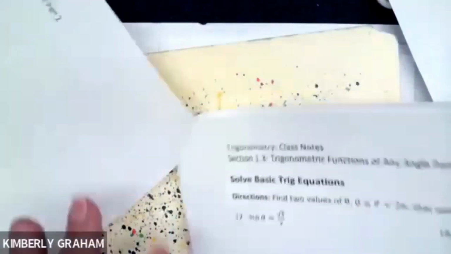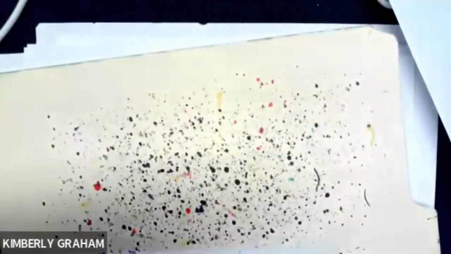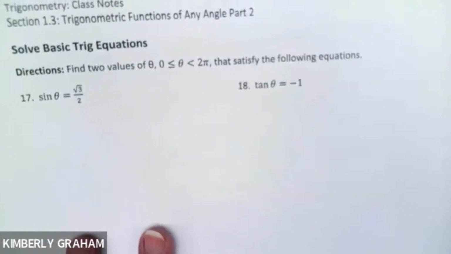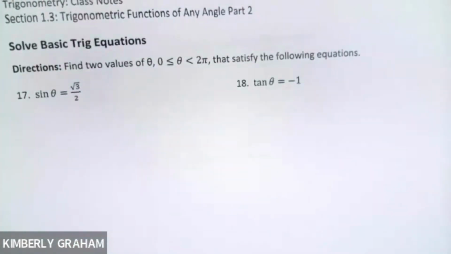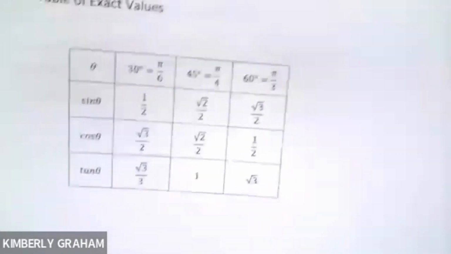The directions say to find two values of theta, where theta is between 0 and 2 pi, that satisfy the following equation: sine theta equals square root of 3 over 2. And we're not using our calculators on this. We're going to do this with our exact value chart.